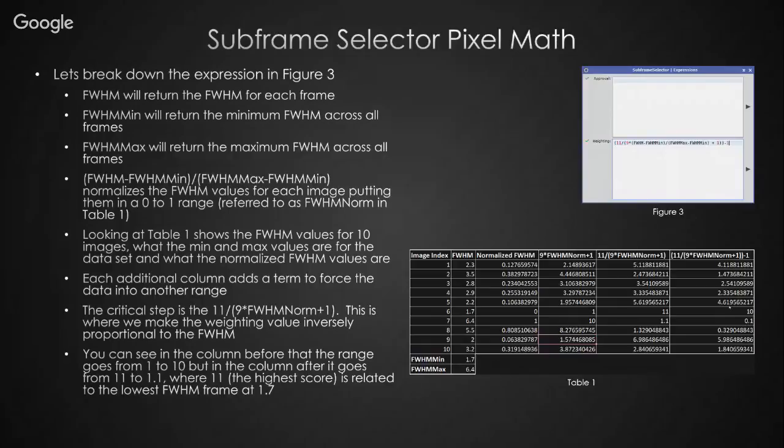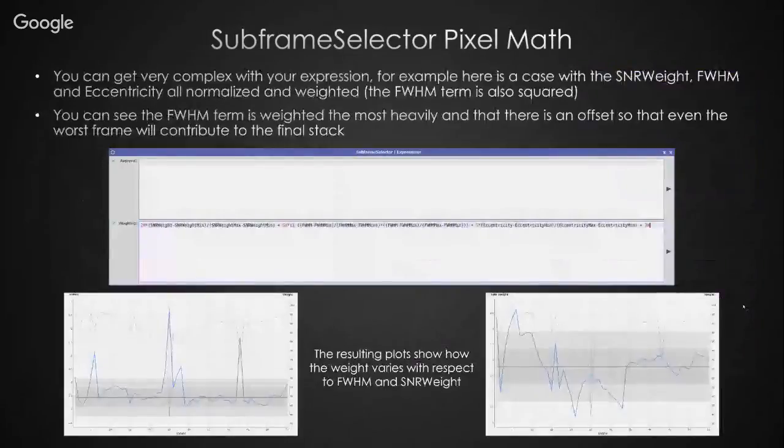So you can see that it's just kind of setting it into a known range out of that data set. All right. So you can get pretty complex with your expressions.